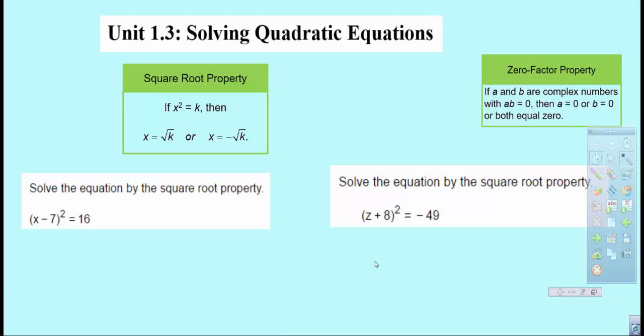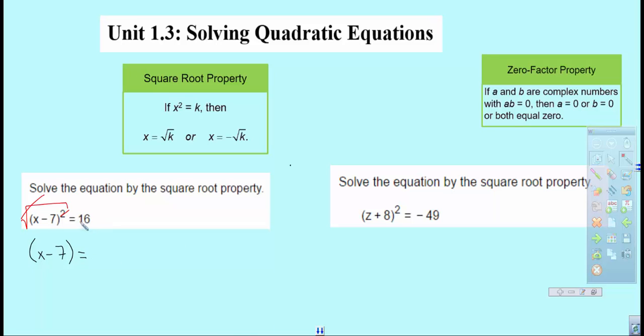Alright, so same thing, we're solving quadratic equations with the square root property. We just got a little bit more to it at the end. Pretty straightforward. We take a look at this guy, we see that we have a square, and we want to eliminate that square, so we take a square root. The square root and the square will cancel each other, and on the left hand side that'll leave us with x minus 7.